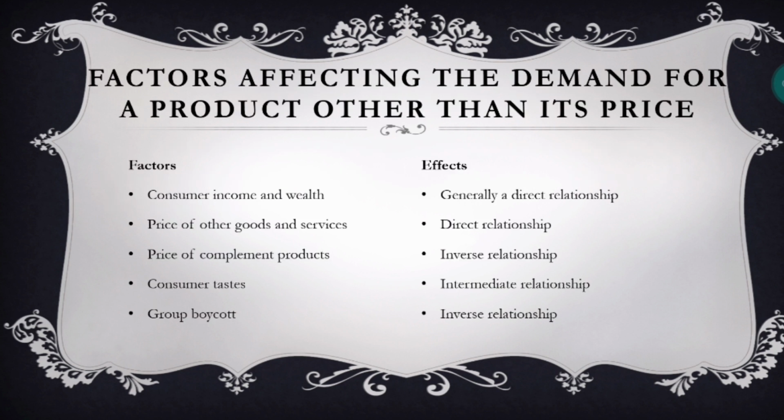Factors affecting the demand for a product other than its price. Factors: consumers' income and wealth, price of other goods and services, price of complement products, consumer taste, group boycott. Effects: generally a direct relationship, inverse relationship, intermediate relationship, inverse relationship.